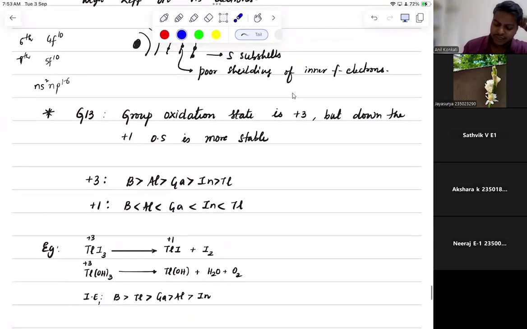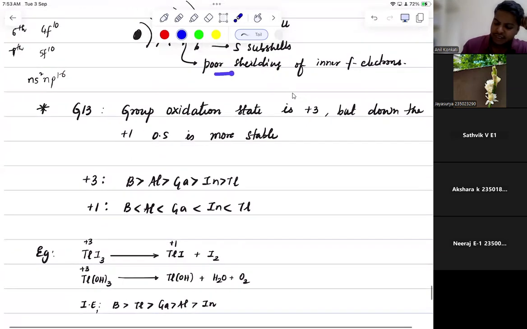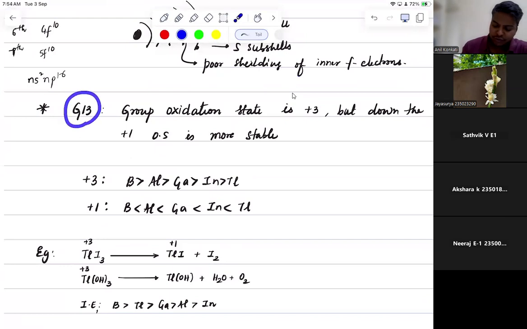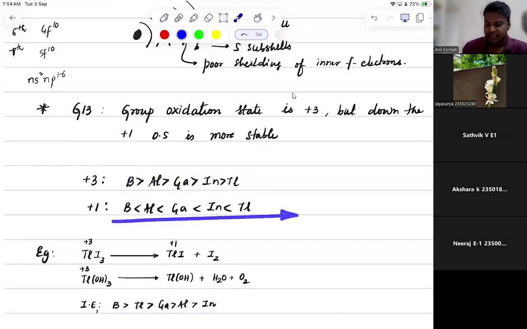Notice this. This is because of the poor shielding of f electrons. Now, when it comes to group 13, group oxidation state is +3, but down the group, if you notice, it will be more stable with +1 oxidation state. So when it comes to boron, this is more stable in +3 than aluminum, gallium, indium, and thallium. But when it comes to +1, down the group it increases. Thallium will be very, very stable in +1.